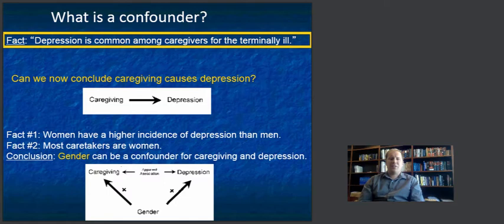We need to think about this before we can make the conclusion that this association is in fact causation. Here's a couple of facts. Fact number 1, women have a higher incidence of depression than men. And fact number 2, most caregivers for the terminally ill are women. A conclusion we can reach from this is that gender is a positive confounder for caregiving and depression. Do you see why? If it is a variable associated with both the proposed stimulus, caregiving, and the proposed effect, depression, then we have to control for gender in order to know whether the incidence of depression is really caused by caregiving.